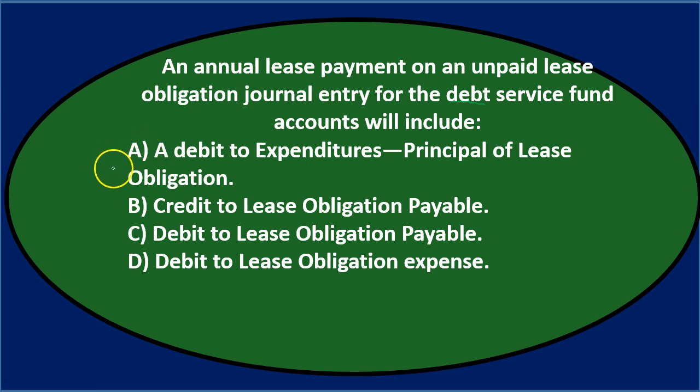Of these accounts, B says a credit to the lease obligation payable. Well, we don't have a lease obligation payable because that's a long-term liability in the fund accounting. Debit to lease obligation payable, we don't have that in the fund accounting either. Then we have a lease obligation expense, which seems more reasonable. However, we don't have expenses in the fund accounting because it's modified accrual. One of the major indications of that is the term expenditure as opposed to expense. So the final answer is A, debit to expenditures, principal of lease obligation.